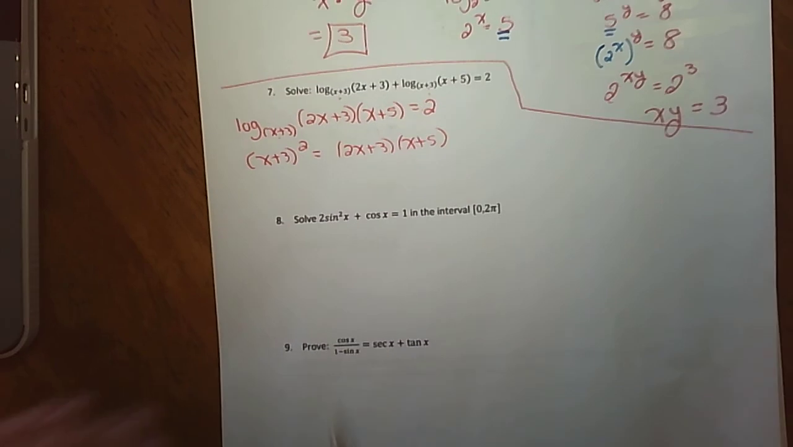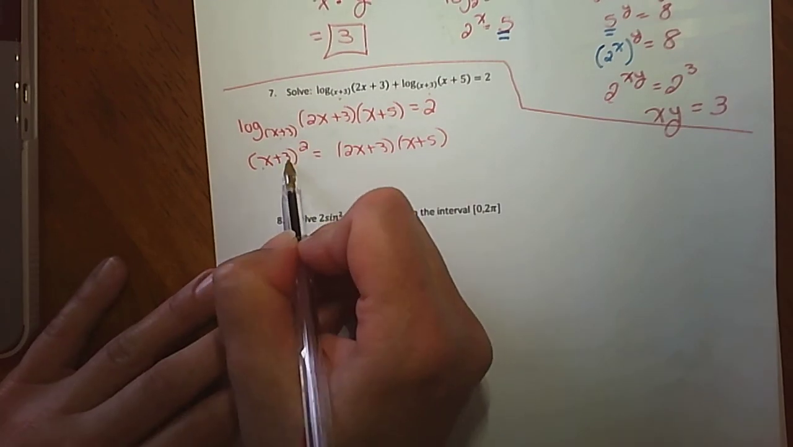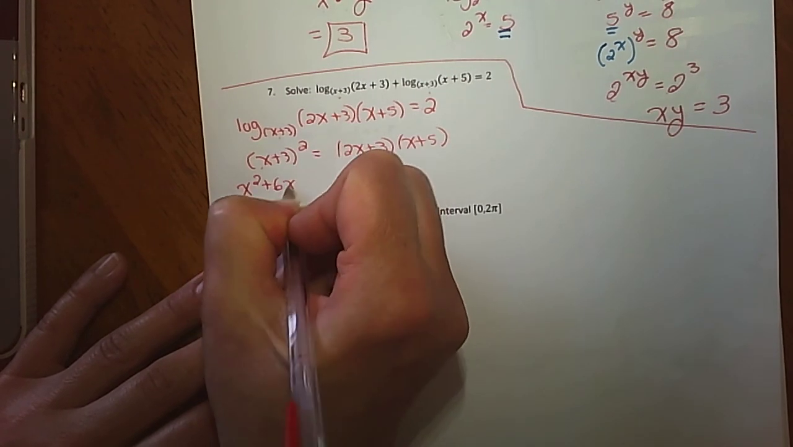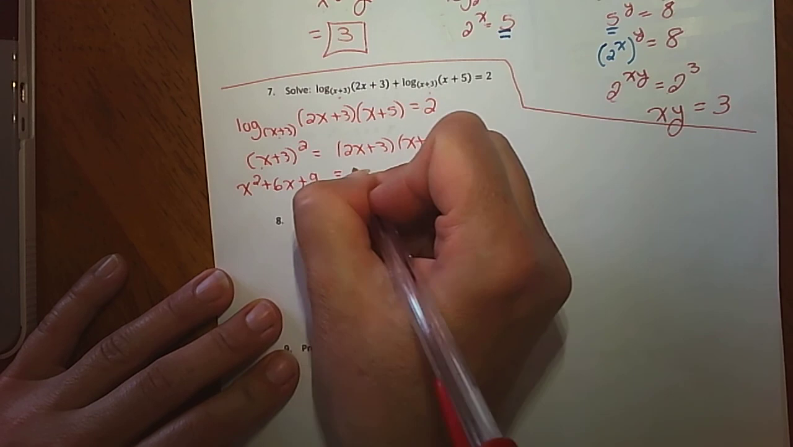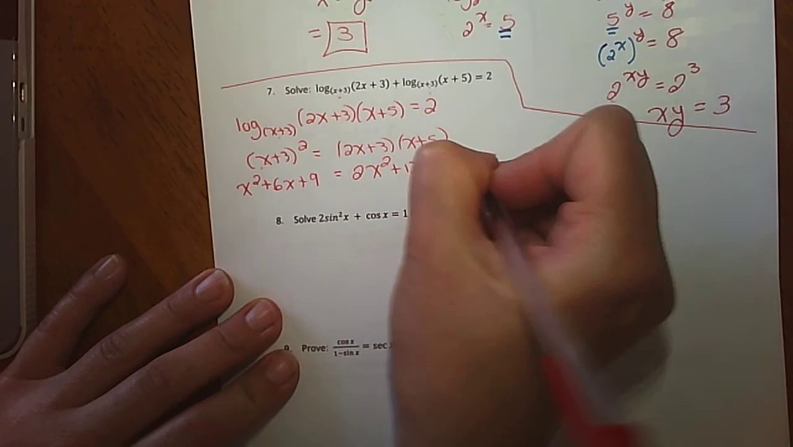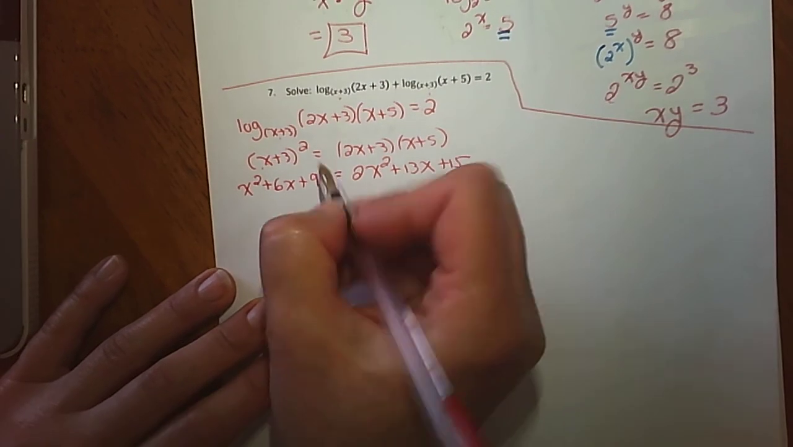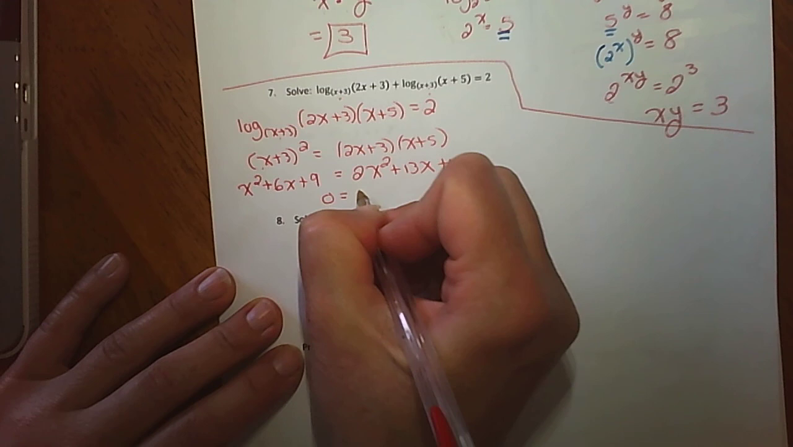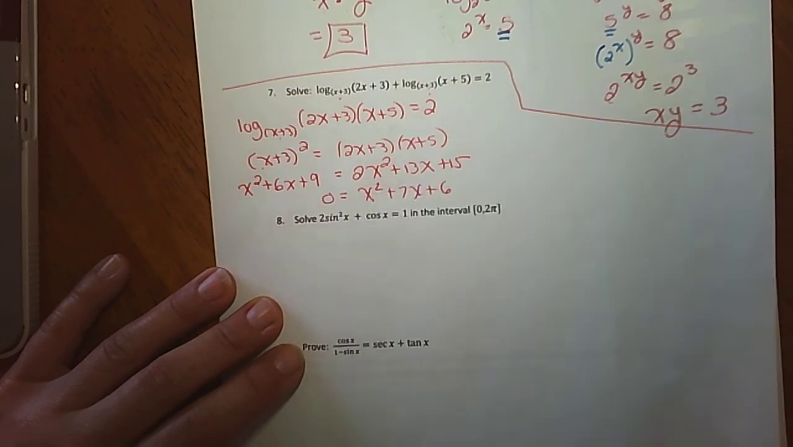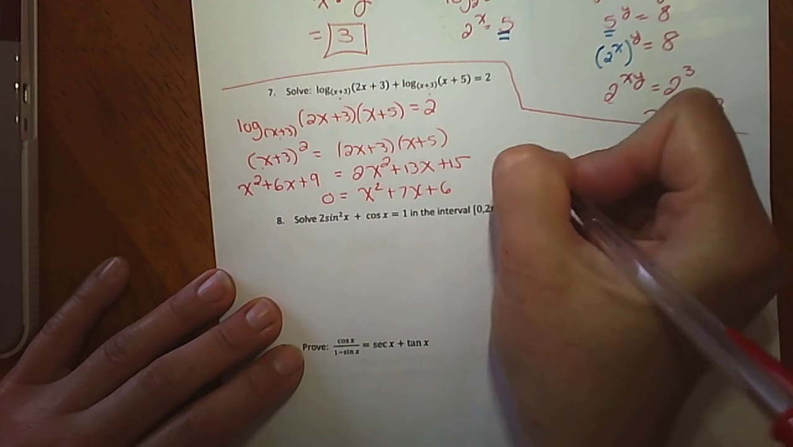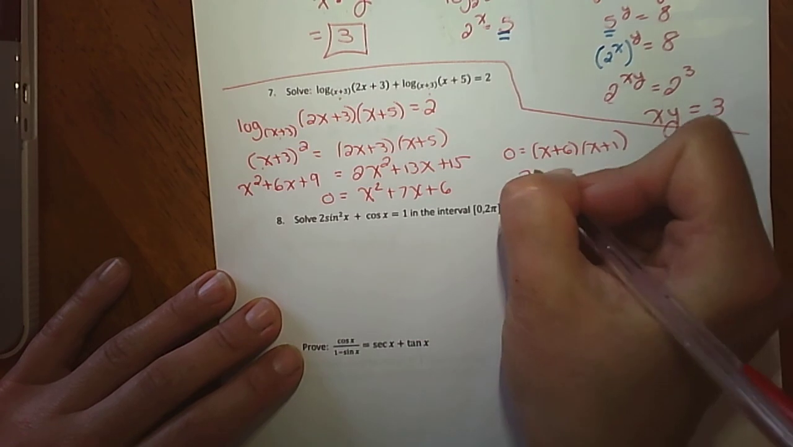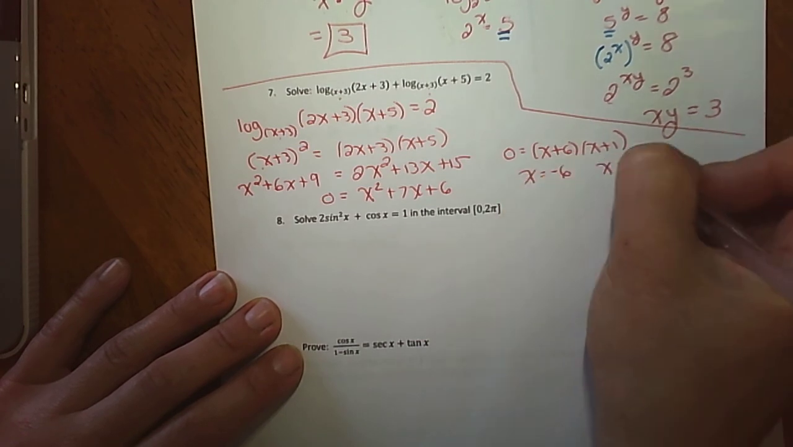All right, so if I were to do x plus 3 times x plus 3, I'm getting x squared plus 6x plus 9. If I distribute this, I'm going to get 2x squared plus 13x plus 15. It's quadratic, so I'm going to set it equal to 0. Subtract that over, I get x squared. That makes 7x. That makes 6. Right? That's going to factor into (x plus 6)(x plus 1). So I get x equals negative 6 and x equals negative 1.